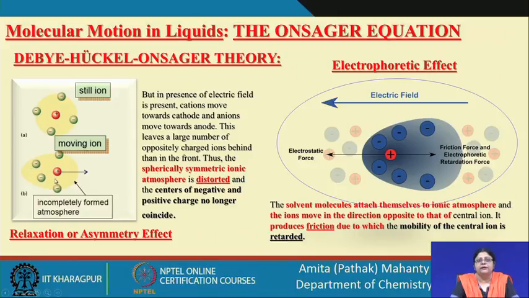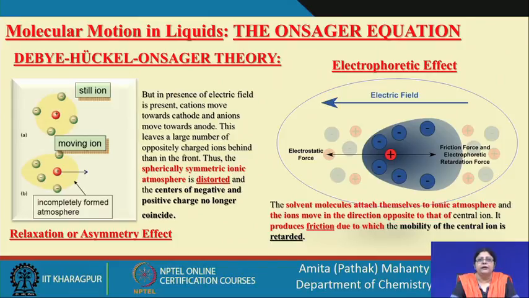and the center of the positive ion will no longer coincide with the center of the counter ions. I say the center of counter ions because if it is a positive charge, then the surrounding ions are negative, and if it is a negative charge, the surrounding ions are positive. Based on this, we had said that asymmetry is formed in the ionic atmosphere, and we call this the ionic asymmetric effect or relaxation effect.